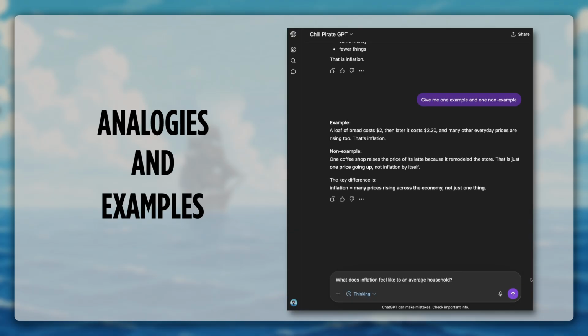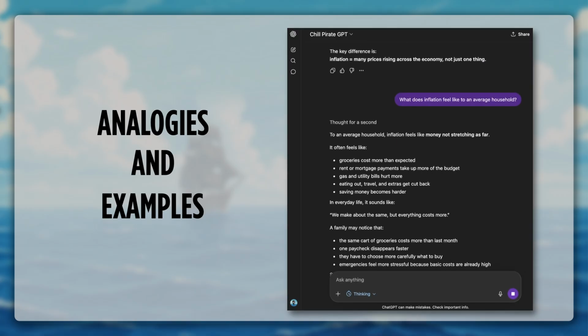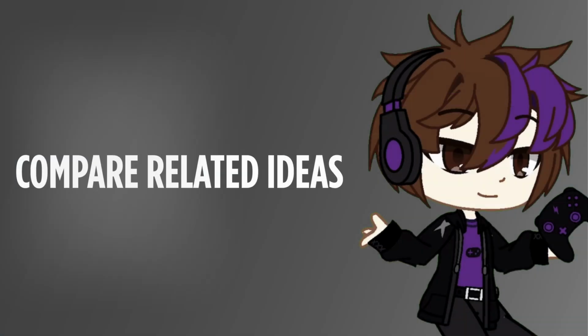Or even, what does inflation feel like to an average household? This kind of prompting is where AI starts becoming very useful because it can keep reshaping the explanation until it becomes understandable. For the fourth method, we're going to switch topics away from inflation.